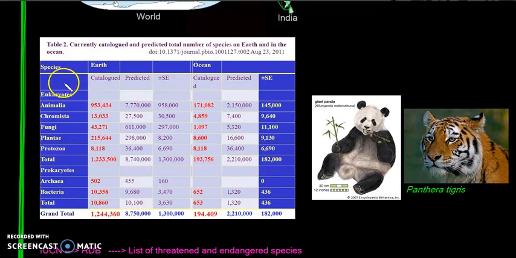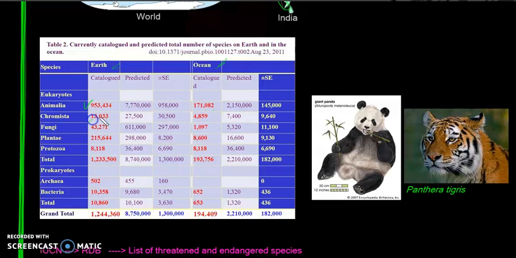Now, this is the list of different plants, animals, microbes and other groups of organisms present in the biosphere. You can see the number of Animalia is the largest. It has been divided into two categories: Earth and Ocean. This is terrestrial and this is oceanic. So, the number of species of Animalia is 9,53,434 in terrestrial land, and it is 1,71,082 in the ocean.